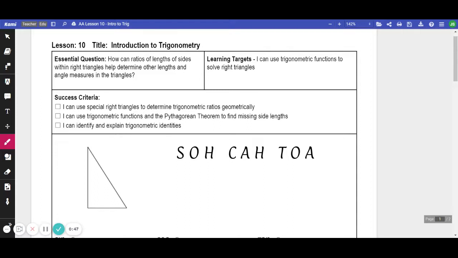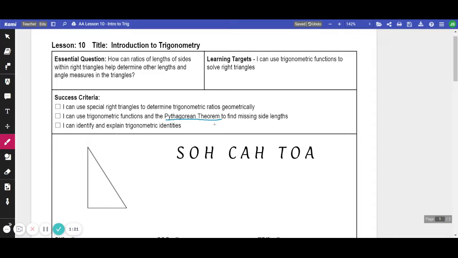Our learning target today: I can use trig functions to solve right triangles. That's kind of a broad one. That's actually something that we're going to be doing through several lessons. So our success criteria: I can use special right triangles to determine trig ratios geometrically. We will talk about what trig ratios are, what that means. I can use trig functions and the Pythagorean theorem. So we'll do a little review of the Pythagorean theorem to find missing side lengths of triangles. And I can identify and explain trig identities.